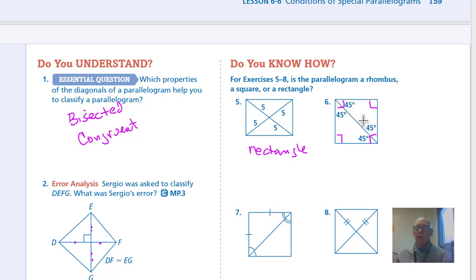But these two triangles are also congruent to each other. So that means that those two sides are congruent and those two sides are congruent. So this is going to be a rhombus because we've got a rectangle that has all congruent sides. So it's a rhombus.